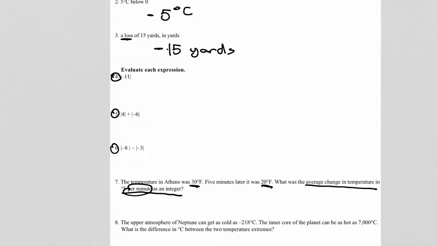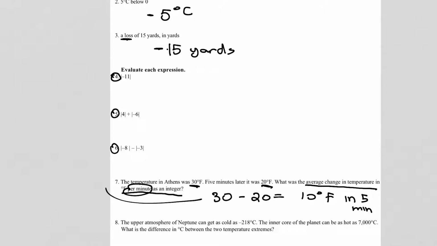Alright, well, in order to figure out how much it changed every minute, first we have to figure out how much it changed. Originally it was 30 degrees. Then 5 minutes later it was 20 degrees. So the temperature changed by 10 degrees in 5 minutes. Well, we don't want to know that. The final answer is not how many degrees the temperature changed in 5 minutes.